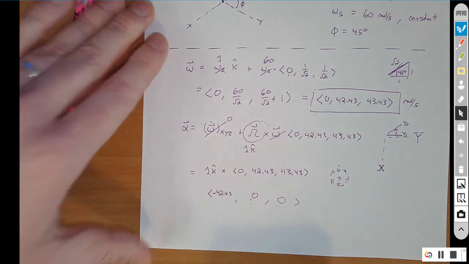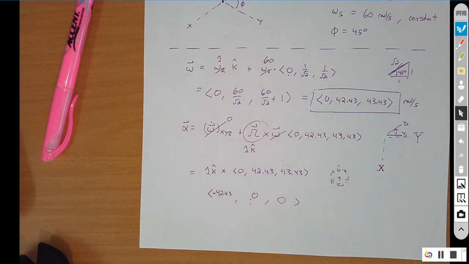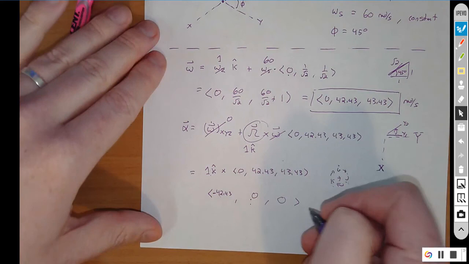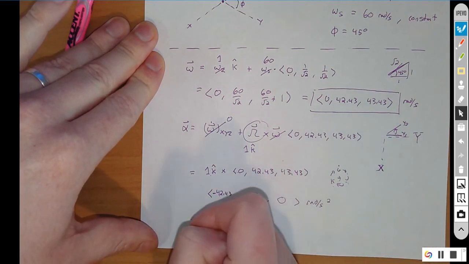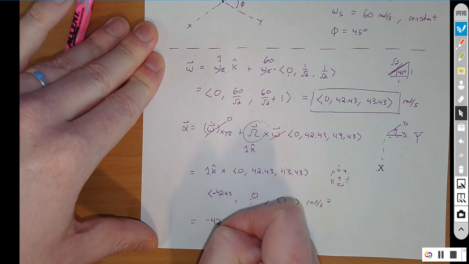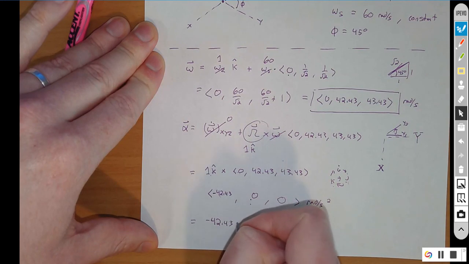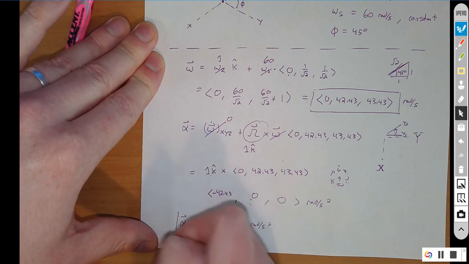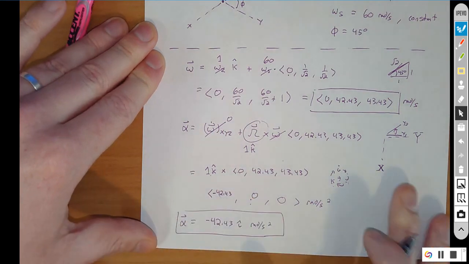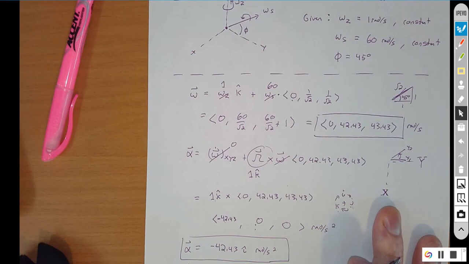Anything crossed with the same direction doesn't produce a torque or a moment, if you remember from that. Same thing with these. So that's going to be our answer, in radians per second squared: negative 42.43 i hat radians per second squared. That is our alpha vector. All right, so hopefully that helps. If you have any questions, feel free to reach out.